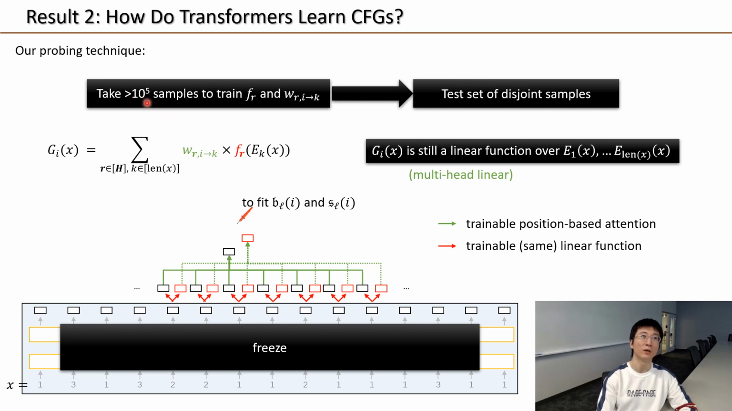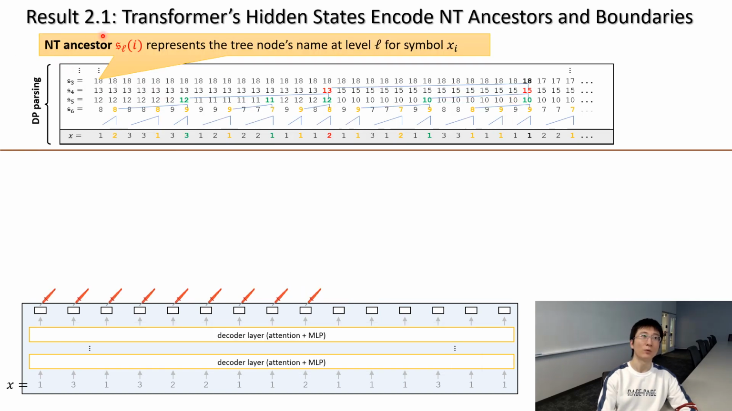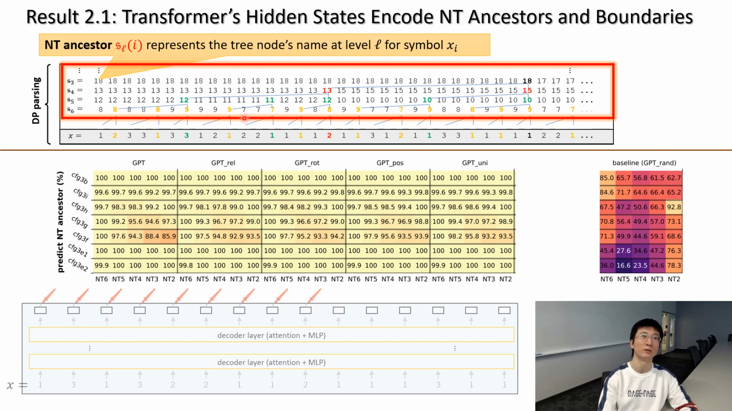We take more than 100,000 samples to train those parameters, and then we tested on a disjoint set of samples. Here's what we find out. The first result here is that we confirmed transformers' hidden states do encode the anti-ancestor and anti-boundary informations. For instance, the anti-ancestor information, the numbers sitting here, all of those numbers are, up to a linear function, up to this amount of accuracy, linearly encoded in the last layer's embedding, just using that multi-head linear function that I created before. Okay, so this is a first message, that is the anti-ancestor information can, for instance, up to 93% be learned, be encoded in the last layer.